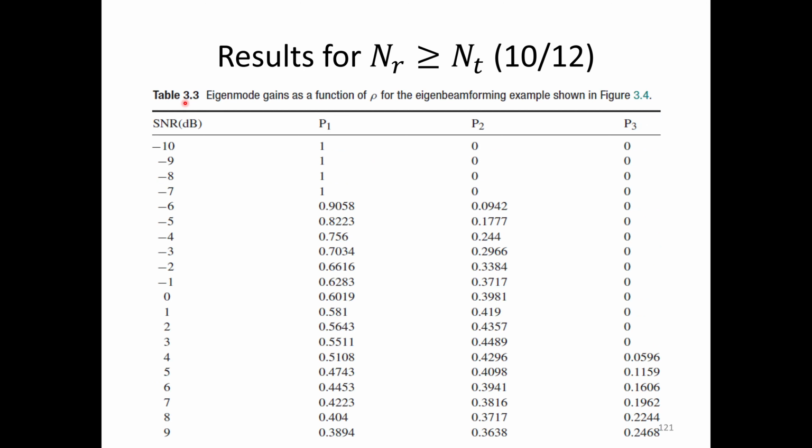You can see that when SNR is equal to negative 10, P1 plus P2 plus P3 is equal to 1 plus 0 plus 0, which is equal to 1. You can check for other SNR values, and you will find that the summation of P1, P2, and P3 is always equal to 1.